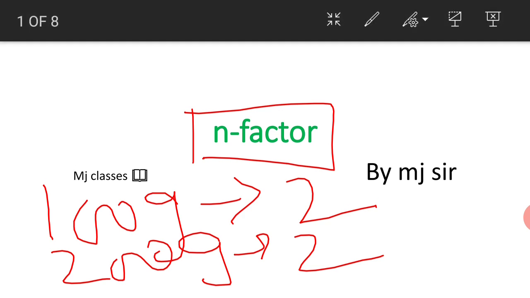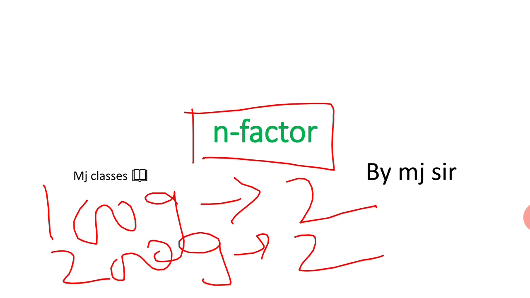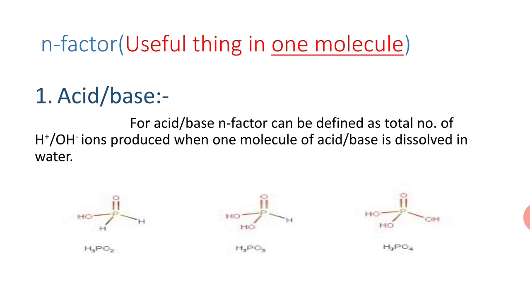Next, we are going to talk about the N factor in acid base reactions. What is the N factor? The N factor is the useful thing in one molecule. We can define it in these few words: the useful thing in one molecule. In any reaction, the useful thing which comes into action is the N factor.